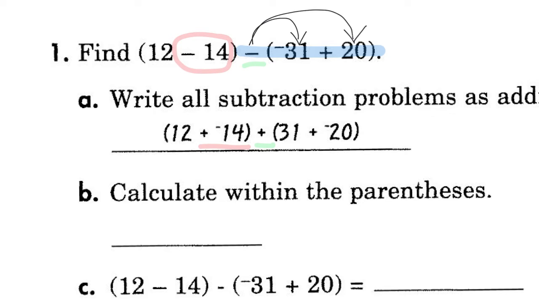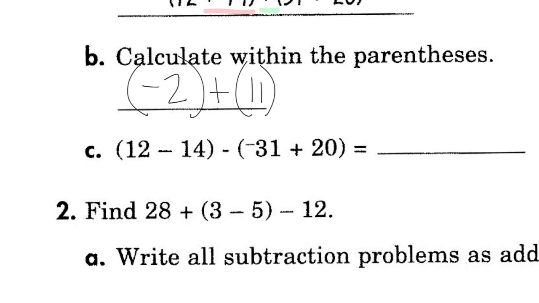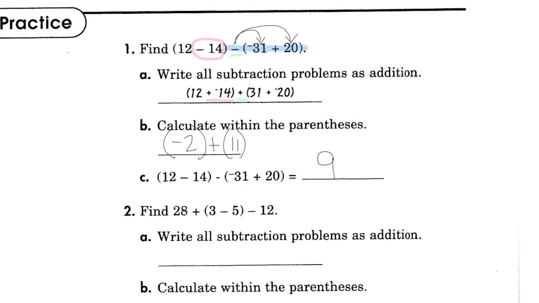So the opposite of a negative 31 is a positive 31. The opposite of 20 is negative 20. So it says to now calculate within the parentheses. So within the parentheses, I have 12 plus negative 14, which is negative 2, plus 31 plus negative 20 is 11. So then when I go through and do this, my answer becomes 9. So you want to make sure you get those problems filled out before going on to the next. If you need to pause the video, please pause.